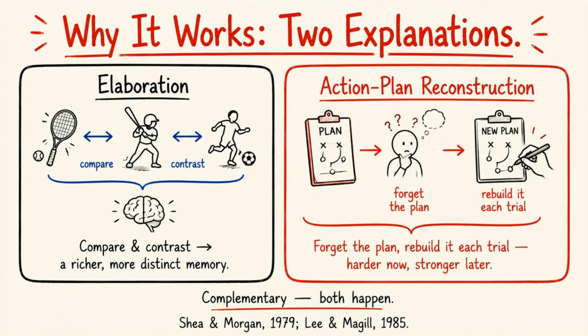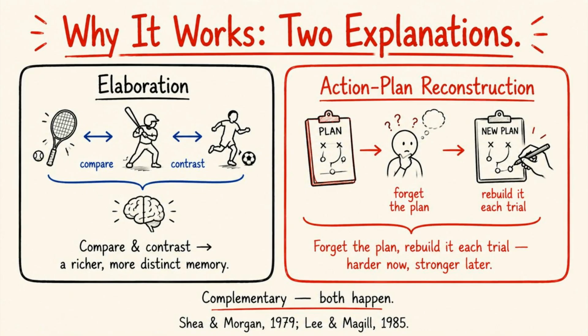So why does any of this work? Two explanations. Why does scrambling the order produce better learning? Two hypotheses, and the nice news is they're complementary, not competing. The evidence supports both. The first is the elaboration hypothesis from Shea and Morgan. In random practice, all the variations are live in your working memory at once, so you naturally compare and contrast them. How is the overhand throw different from the sidearm? That comparing makes each variation more distinct and builds a richer, more elaborate memory representation, which is easier to retrieve later. Blocked practice, where you only ever think about one thing at a time, never prompts that comparison.